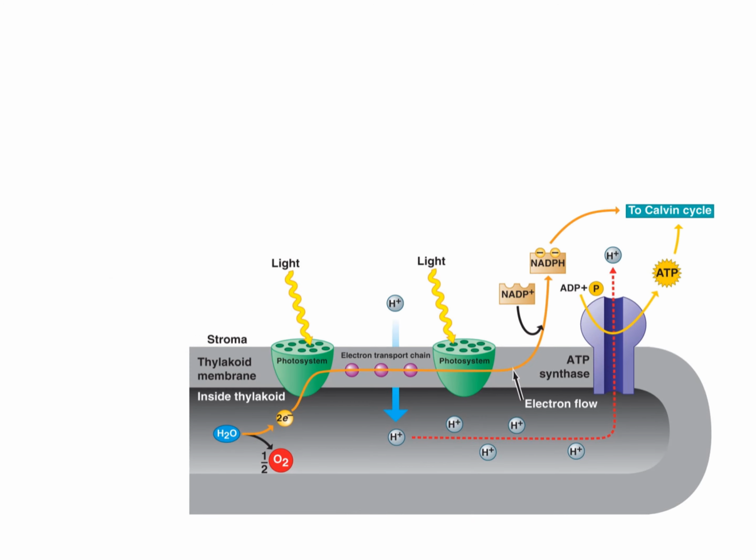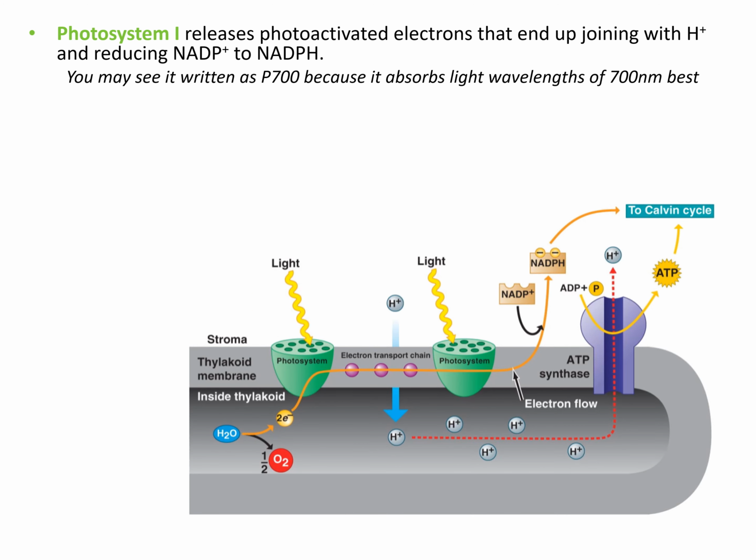So again, a little more information. We need to recognize that actually, because they're doing slightly different jobs, we have 2 different photosystems. So photosystem 1, slightly counterintuitively, is actually this one. This is photosystem 1 over here. And that one releases photoactivated electrons. So our electrons here, shown in this kind of orange pathway, join up to our carrier molecule. If you see it in textbooks written with a number, that just indicates the main wavelength of light that's absorbed.